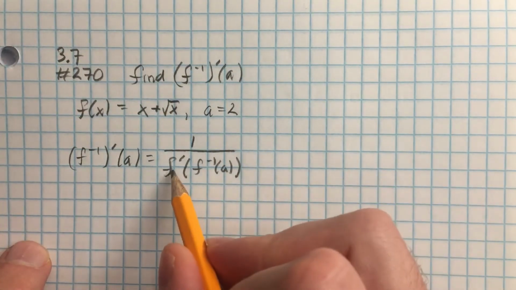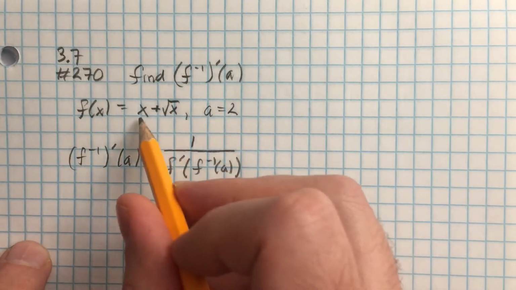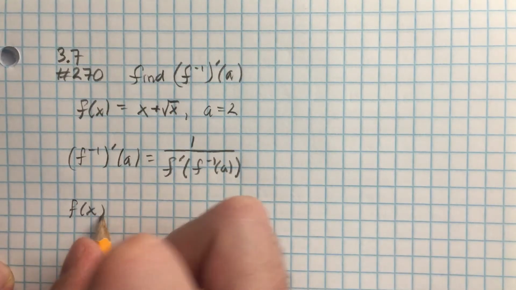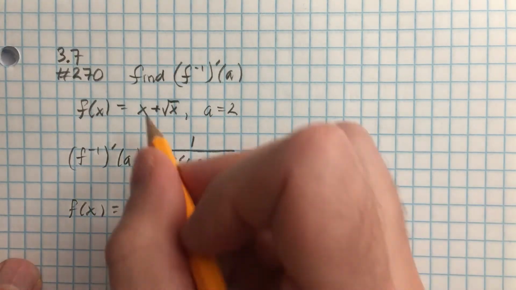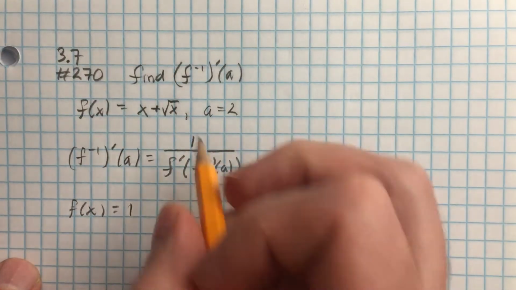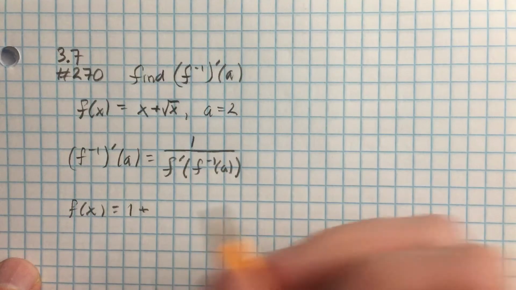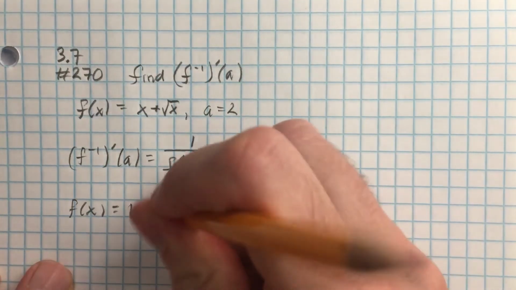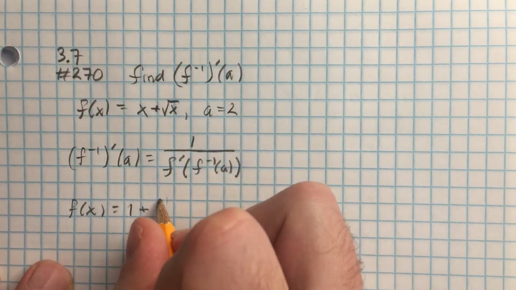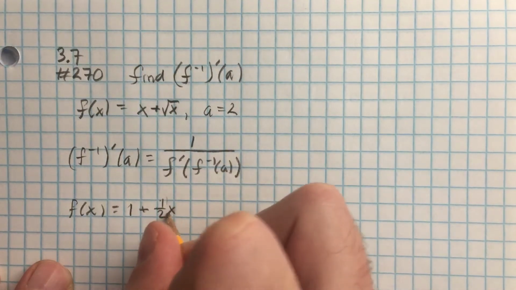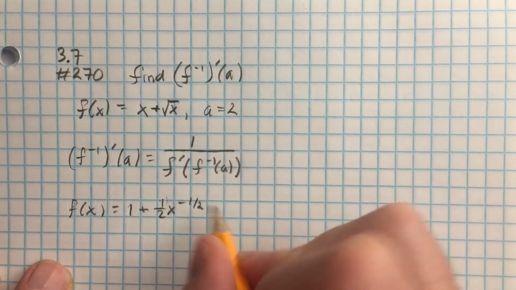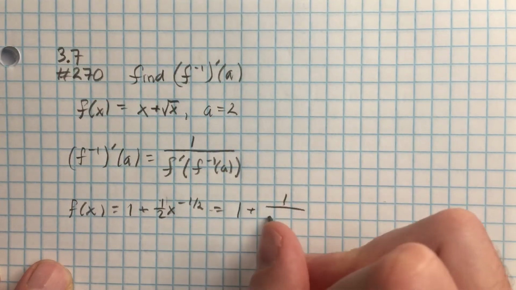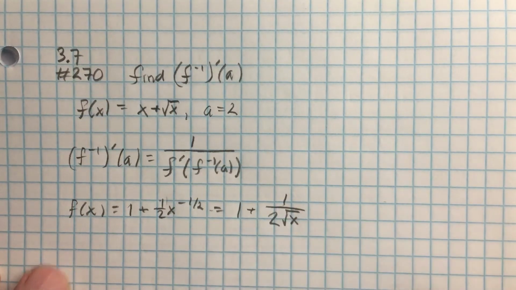So again, there are two things. There's the derivative of the original function we need to find. That's not that challenging. Let's just do that right now. F of x is two power rules. The derivative of x is, of course, just 1, and the derivative of root x should be pretty obvious by now. Maybe I'll write it firstly like this, 1/2 x to the negative 1/2, and more appropriately as 1 plus 1 over 2 root x.